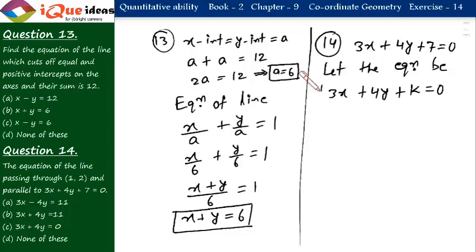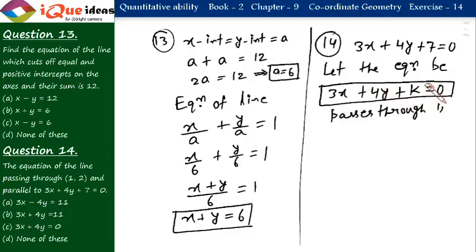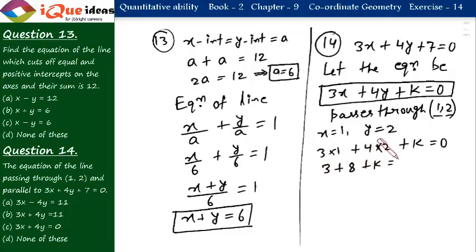Now we know that this line passes through the point (1, 2). So put the coordinates 1 and 2 in place of x and y in this equation, and find the value of k. So if you put x equal to 1 and y equal to 2, you will get 3 into 1 plus 4 into 2 plus k equal to 0, right? If any line passes through a point, that means the equation of the line must be satisfied by the coordinates of the point, right? So we have 3 plus 8 plus k equal to 0. That means k is equal to minus 11.